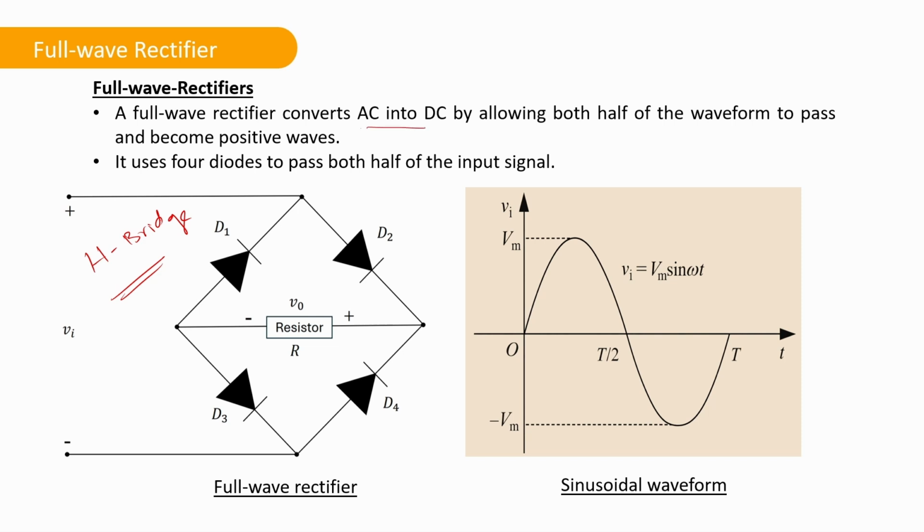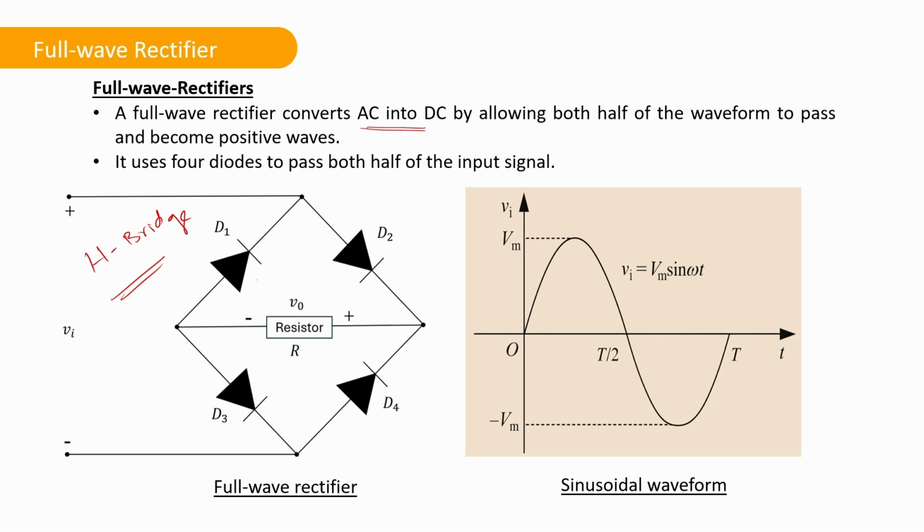So in this circuit, we actually have 4 diodes. In the half wave rectifier, which we saw in the previous video, it had only 1 diode. But now we have 4 diodes connected in an H bridge configuration, and then there is a resistor R, and we have input voltage terminals. So we will see how this circuit operates to convert our AC into DC voltage.